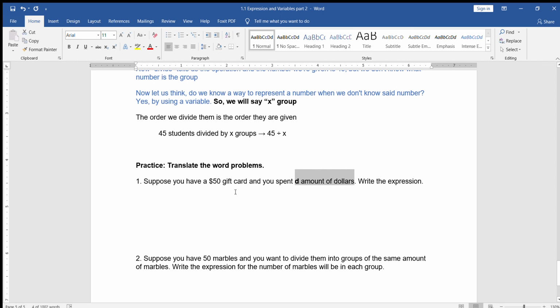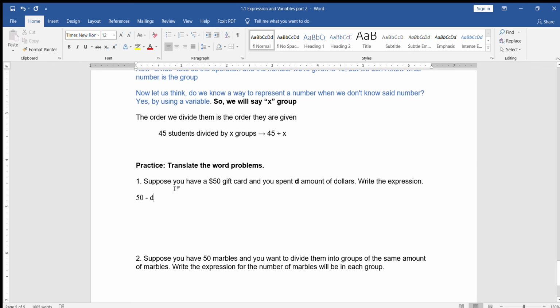That's basically it, right? But in this case, you have to think critically. If you spend money, do you gain money or do you lose money? You lose money, right? Your money gets lower when you buy things. So that means we subtract. It's going to be 50 minus D. And that's it. 50 minus D is your expression.